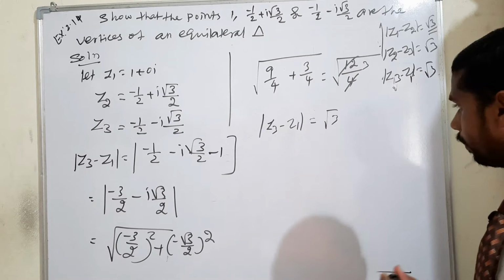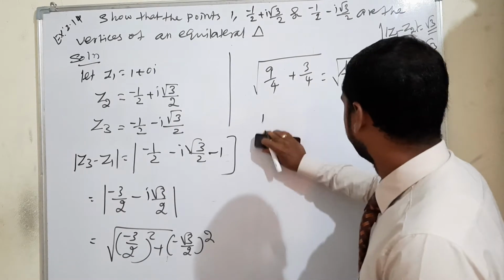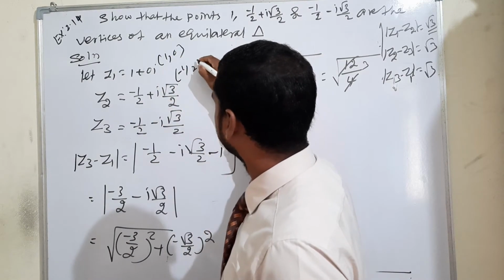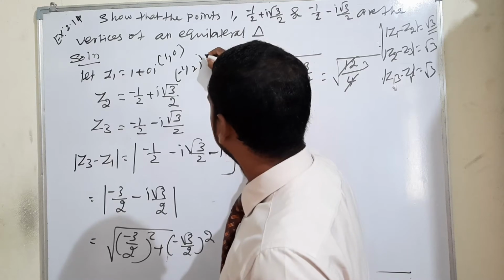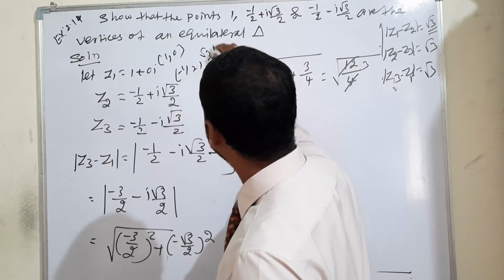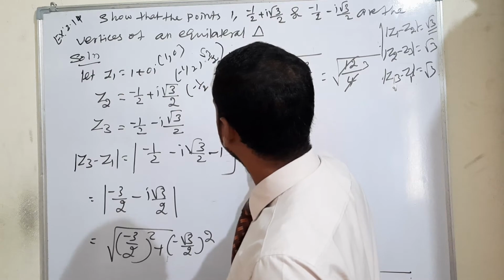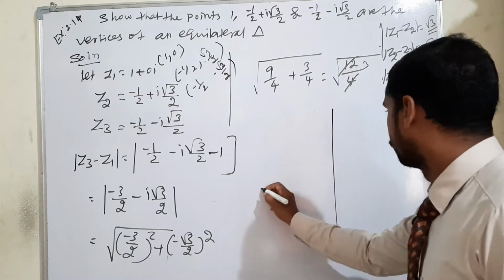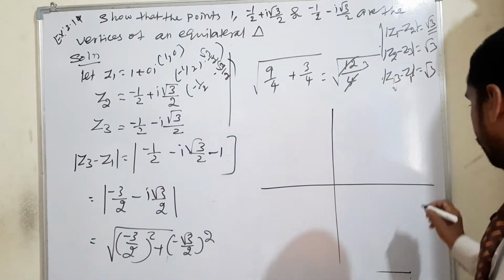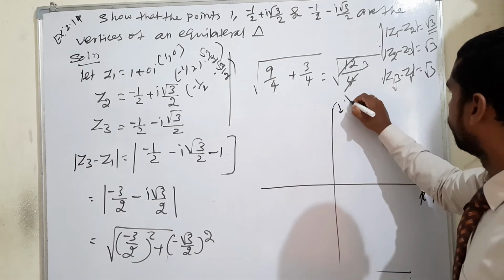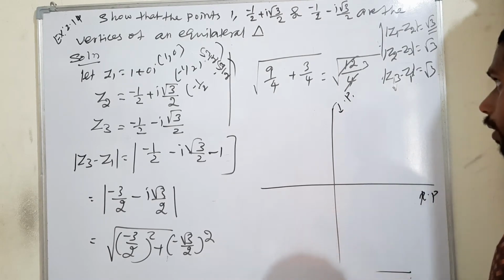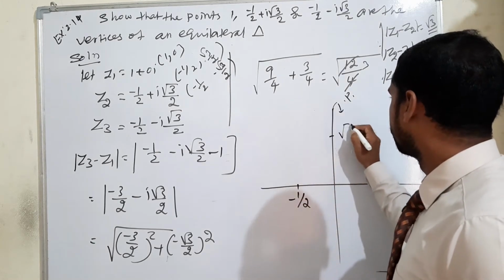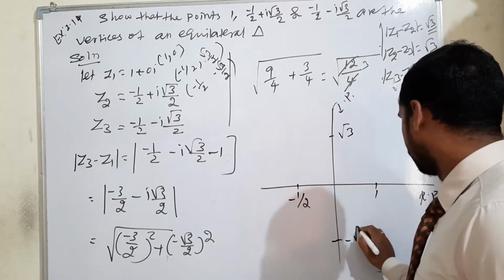Now you have to plot in the Argand plane also. The diagram: what is our first coordinate? 1 comma 0. Second coordinate minus 1 by 2 comma positive root 3 by 2. Third coordinate minus 1 by 2, again minus root 3 by 2. Real part and imaginary part. For the first coordinate we have 1, and we need negative 1 by 2. There is positive root 3, and this is negative root 3.